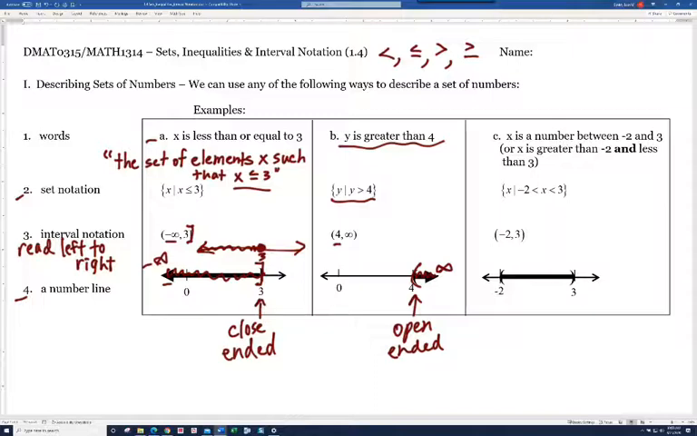All right, and then finally, let's look at C. It says x is a number between negative 2 and 3. That's the way I like to say it, but the more formal way to say this is x is greater than negative 2 and less than 3.